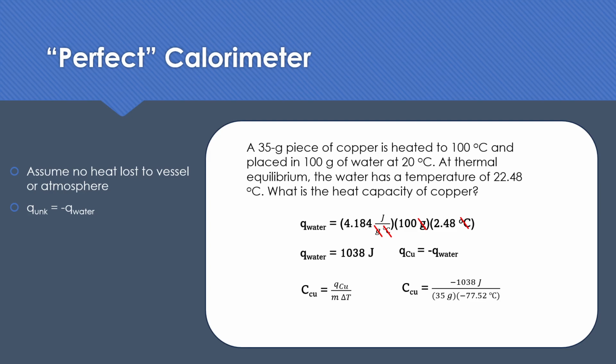Where did I get that? Well, the 100 degrees Celsius is the initial temperature. The 22.48, remember, everything comes to the same final temperature. So the final temperature for everything is 22.48, copper included. That comes out to 0.383 joules per gram degree Celsius. So that's how you calculate a heat capacity.